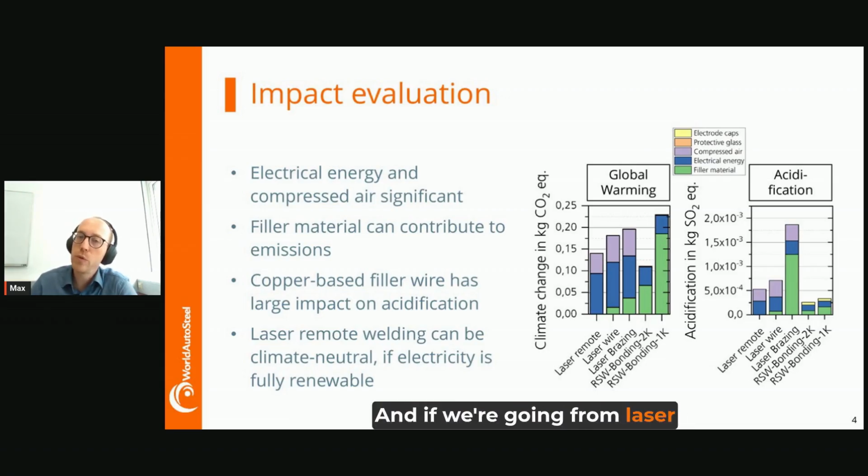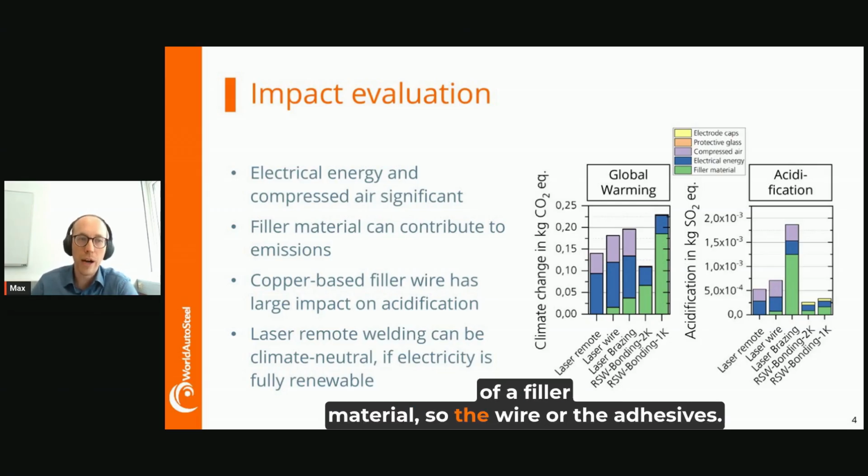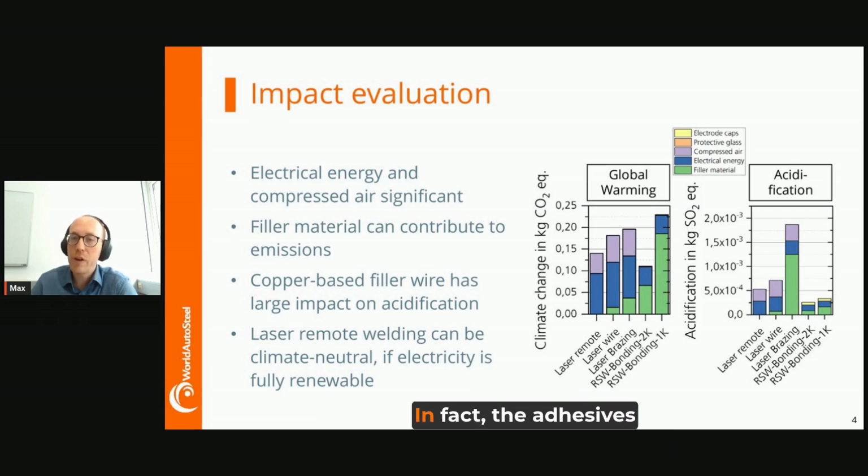And if we're going from laser remote welding to laser wire or the other processes in general, we will also have an influence of a filler material, so the wire or the adhesives. In fact, the adhesives have a larger impact in comparison to the wire because they're mostly made from chemicals and organics that release more CO2 when they're produced.